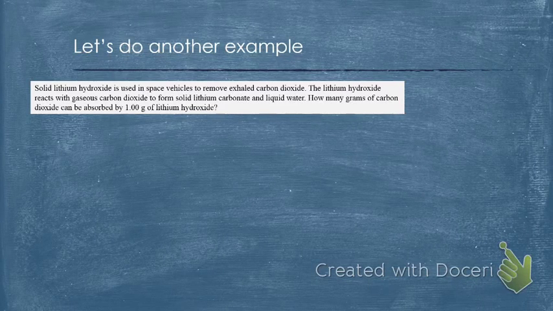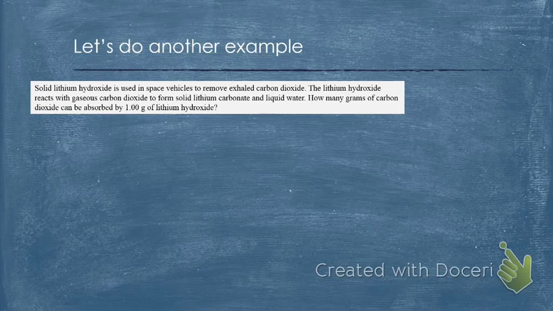Let's do another example. Here we have lithium hydroxide, and it's what's used in space vehicles to remove exhaled carbon dioxide, because otherwise the astronauts would suffocate. They would run out of oxygen. So the lithium hydroxide reacts with the gaseous carbon dioxide to form lithium carbonate and liquid water. How many grams of carbon dioxide can be absorbed by 1 gram of lithium hydroxide?